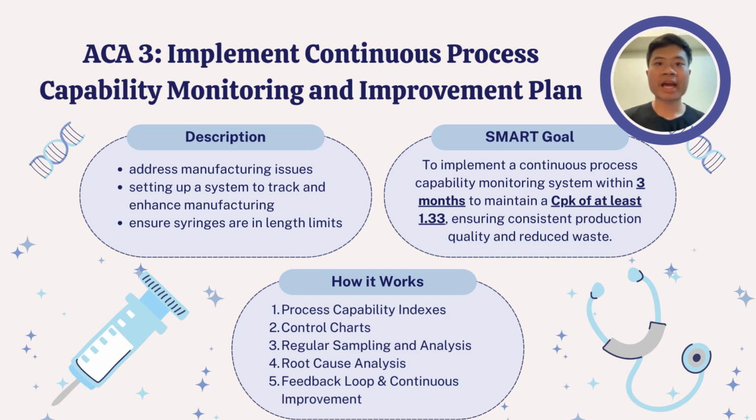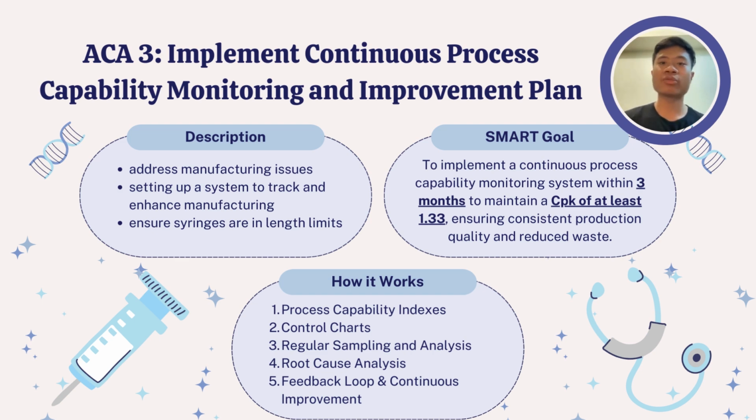Third, regular sampling and analysis. Samples of the syringe lengths will be taken at regular intervals, such as every 15 minutes, and plotted on control charts. This data collection allows for immediate detection of variations and facilitates timely interventions. Fourth is root cause analysis. When a control chart signals an out-of-control condition, a root cause analysis will be conducted to identify and correct the underlying issues. This may involve machine adjustments, retraining of operators, or process redesign.